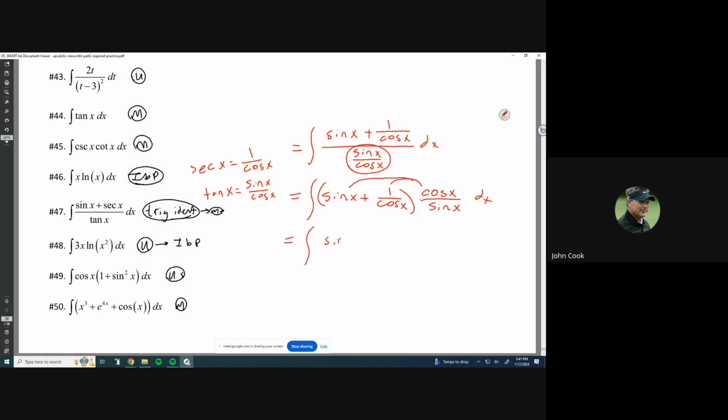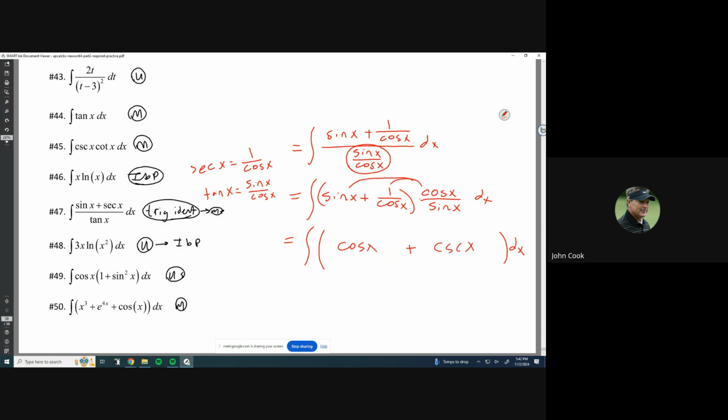I'd get sine of x times cosine of x over sine of x. Notice the sine of x will cancel out. Plus, and then I've got 1 over cosine of x times cosine of x over sine of x. And notice that the cosines will cancel out there. So what do I end up with here? Well, the sines cancel, so I just have a cosine. Then the cosines cancel, so I just have a 1 over sine. And then 1 over sine of x is the same as saying cosecant.